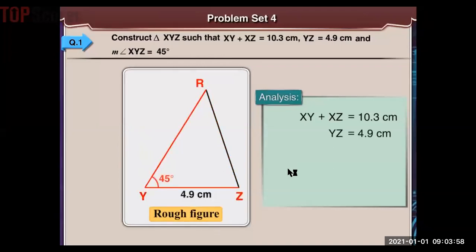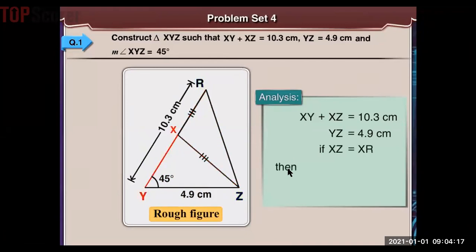Okay. So how do we begin? We start with drawing the base first, right? And then we need to mark that distance 10.3. Correct? This is the explanation of the figure. Okay, it is the explanation of the rough figure, and we will see the construction now.